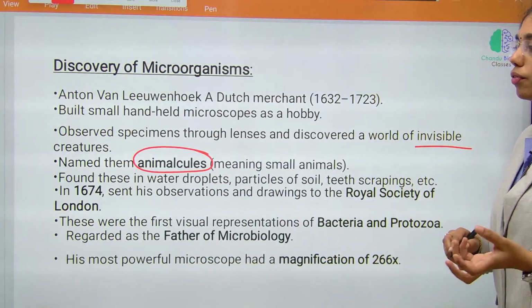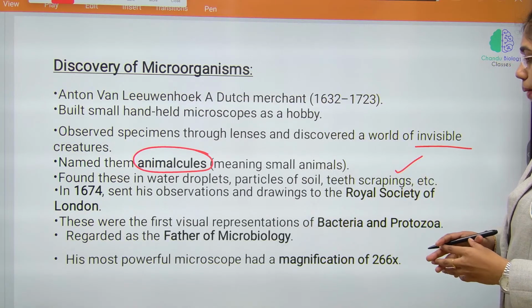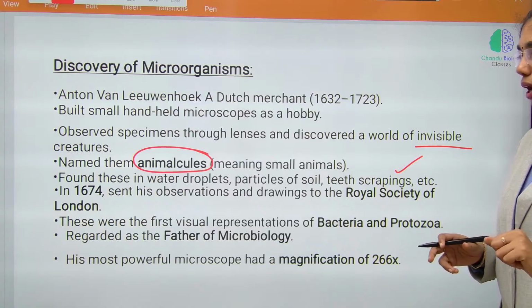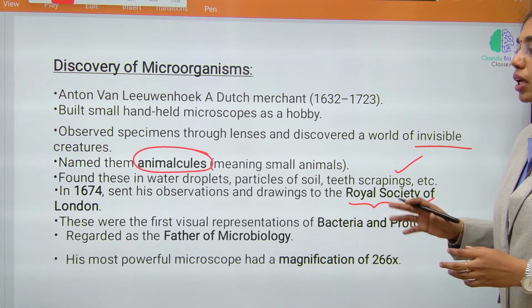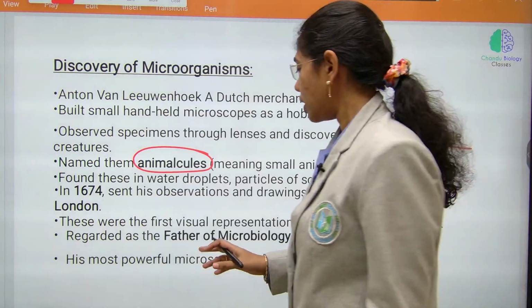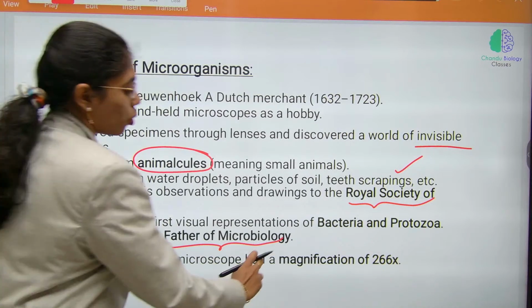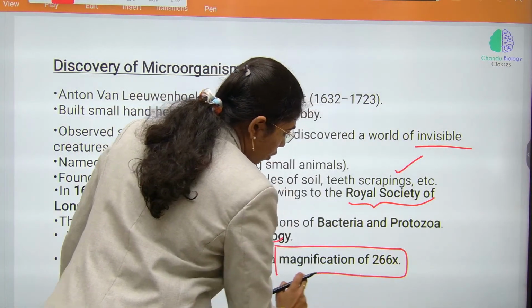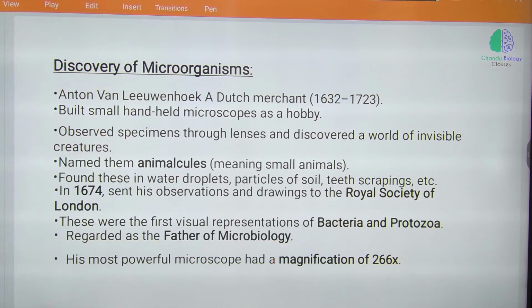He found these in water droplets, particles of soil, and teeth scrapings in the year 1674, and he sent his observations and drawings to the Royal Society of London. These were the first visual representations of bacteria and protozoa, and that is the reason he is regarded as the father of microbiology. His most powerful microscope had a magnification of 266x.